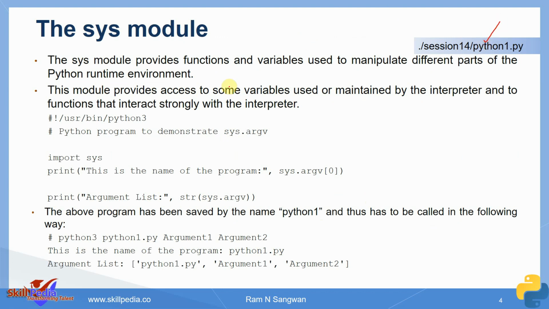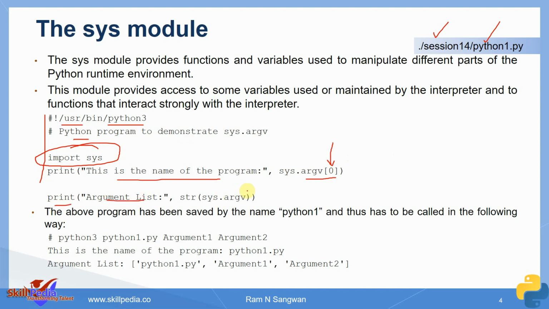It's there in your Python 1.py, session 14. The code is already with you. This is the code. Quite simple. #!/usr/bin/python3, this is a comment. Import sys is mandatory. This is the name of the program. So we pass the 0 value. The first element is the program name itself. ARGV conventionally stands for argument value. So argument value of the 0th element, that is the first element, is the program name itself.